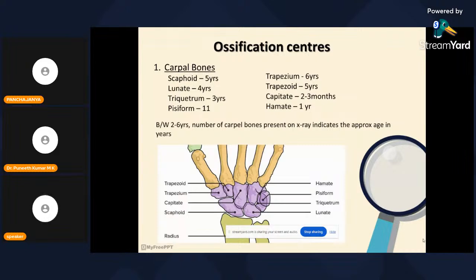Between 2 to 6 years, when we take an x-ray of the wrist joint, the number of bones present will give us an approximate age in years.